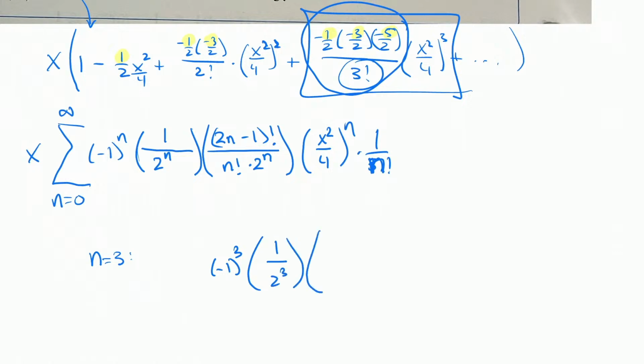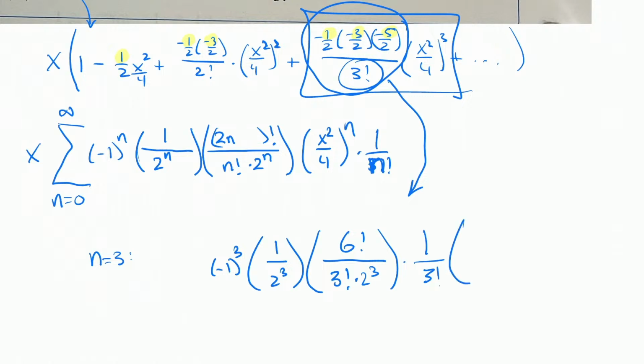Now here's the tricky one. This is 5 factorial over 3 factorial times, I just realized I've got an error here, times 2 to the third. See, it's a good thing I checked. So let's get rid of that minus 1 up there. There we go. Then this becomes 6 factorial over 3 factorial times 2 to the third. And then the rest of this is probably fine. 1 over n factorial, which is 3 factorial. Okay. Now we want to check to make sure that this is the same.